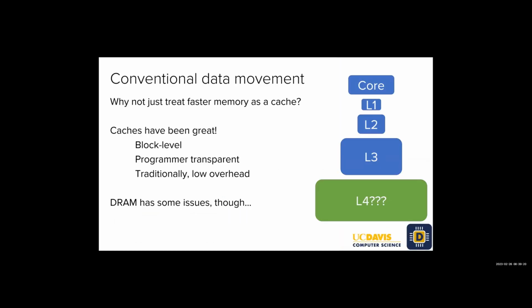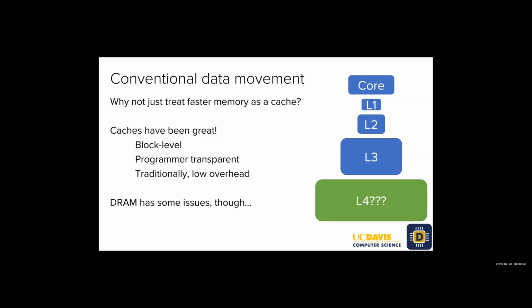Okay, so when I talk about conventional data movement, in our conventional heterogeneous memory systems, we had DRAM, which was high latency and kind of far away, and then we had SRAM that was on the chip and lower latency and higher bandwidth. And the way we managed this heterogeneous memory was through hardware-driven block-based caching.